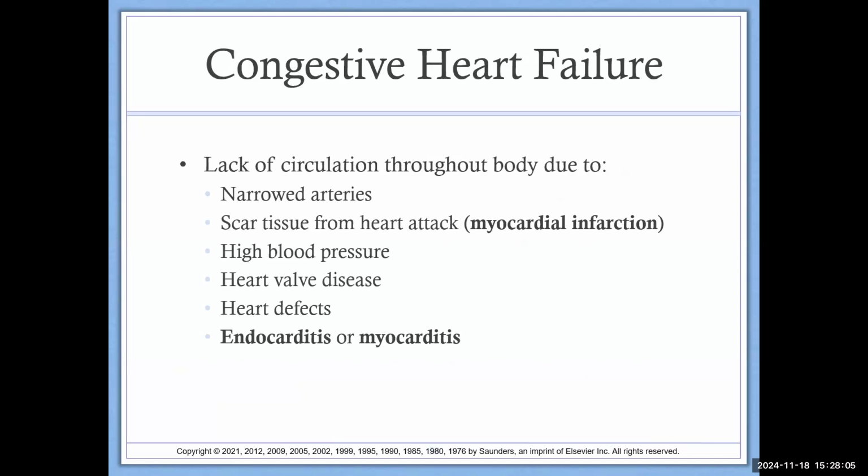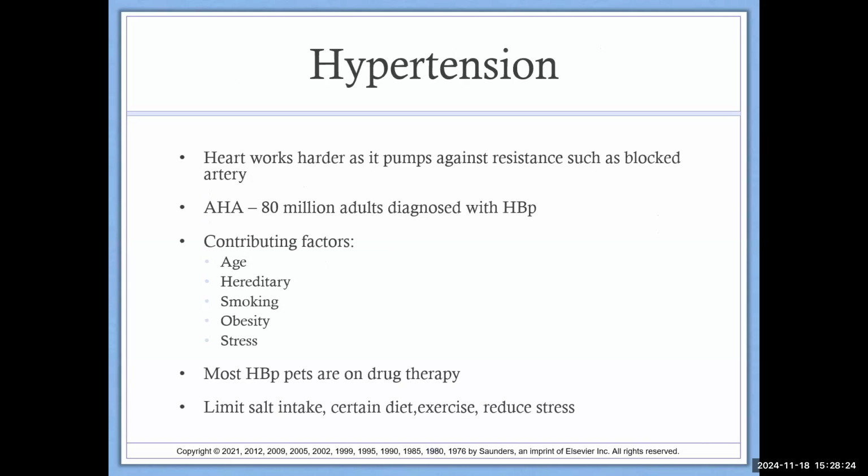Okay. With CHF, there's a lack of circulation throughout the body due to the arteries getting narrow, or scar tissue from a heart attack. And another name for heart attack is myocardial infarction. And congestive heart failure could be through high blood pressure, heart valve disease, heart defects, even endocarditis or myocarditis. So the heart works harder. When a patient has hypertension, the heart is pumping against resistance, such as a blocked artery.